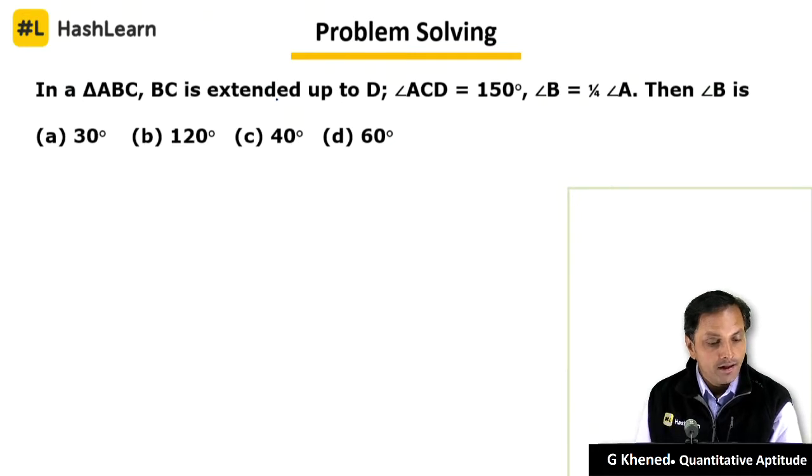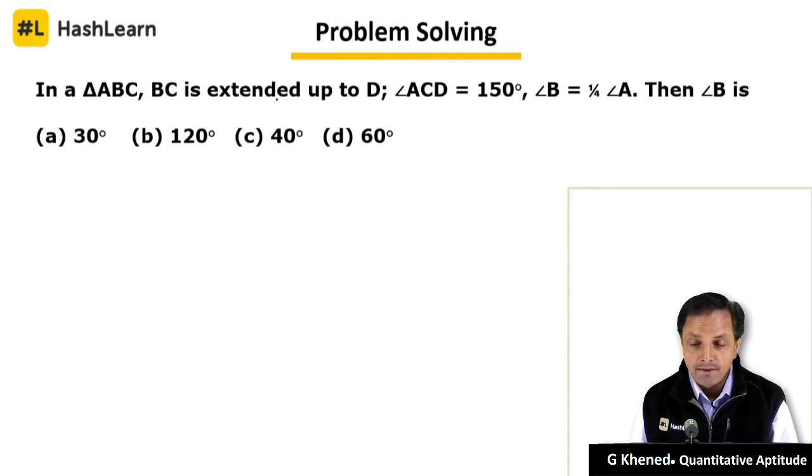In a triangle ABC, BC is extended up to D. Angle ACD is equal to 150 degree. Then angle B is equal to 1/4 of angle A, then angle B is equal to how much is the question.